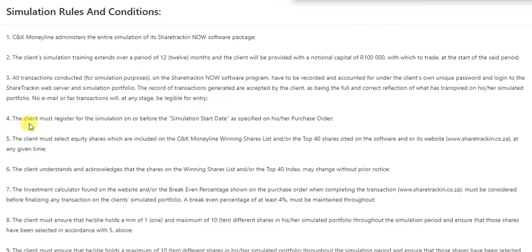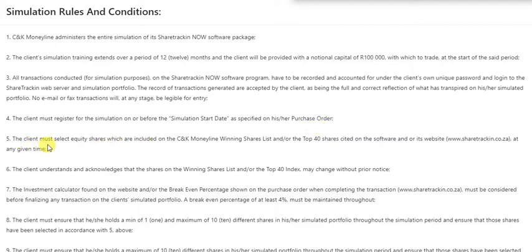4. The client must register for the simulation on or before the simulation start date as specified on his/her purchase order. As soon as you or the technician does the registration, your simulation period of 12 months starts and the report will be conducted from the registered date.